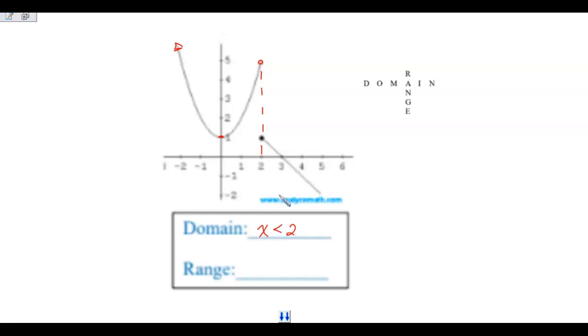Okay, let's take a look at the range. Again, I see that my lowest point is here. And even though this one is stopping, this one is continuing to rise, isn't it? So this is telling me that y is going to be greater than or equal to 1. Even though this has an endpoint, this one does not. And that's why we use greater than or equal to 1.